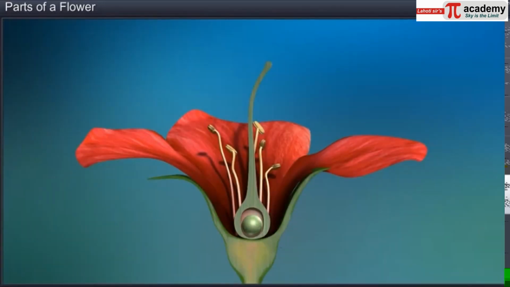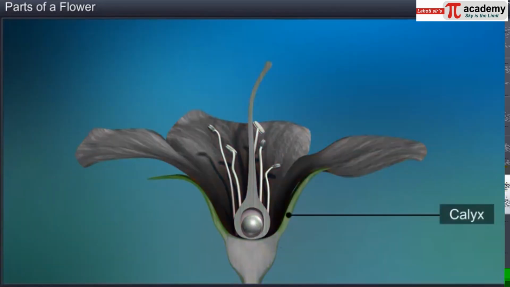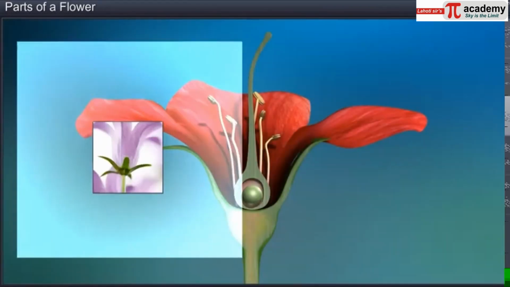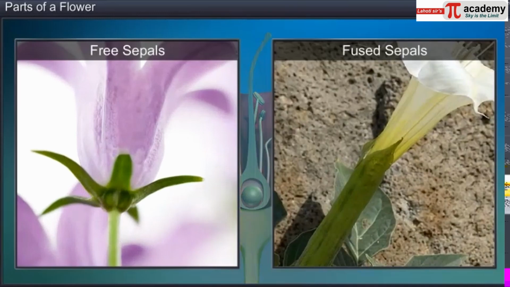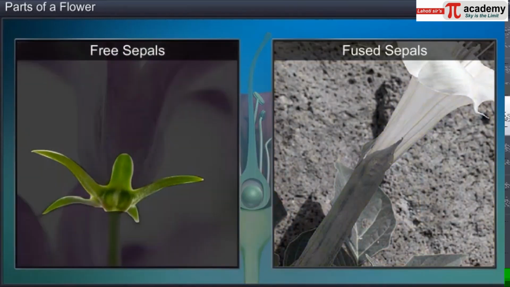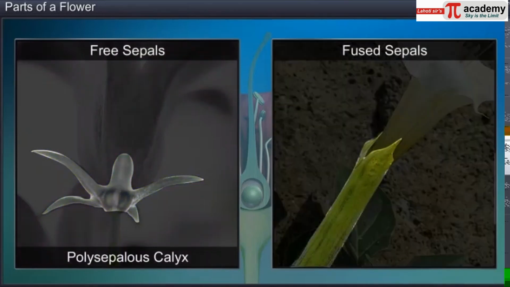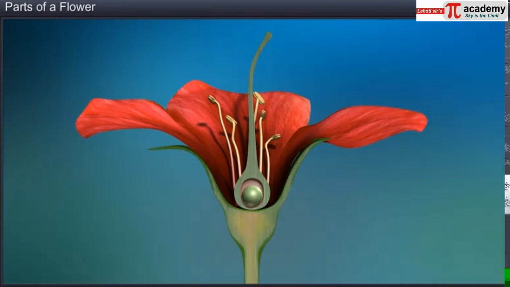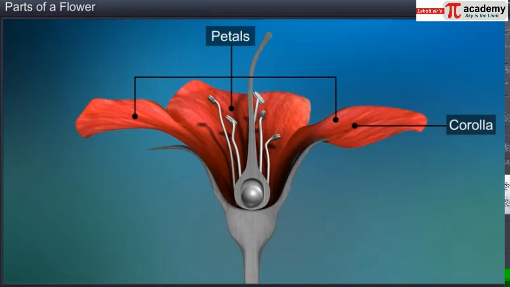The outermost whorl is the calyx, which consists of sepals that are green, leaf-like structures that protect the flower in its bud stage. The sepals can be either free or united. When free, the calyx is called polysepalous, and when united, the calyx is called gamosepalous. The next inner whorl is the corolla, which consists of petals that are usually thin and soft.